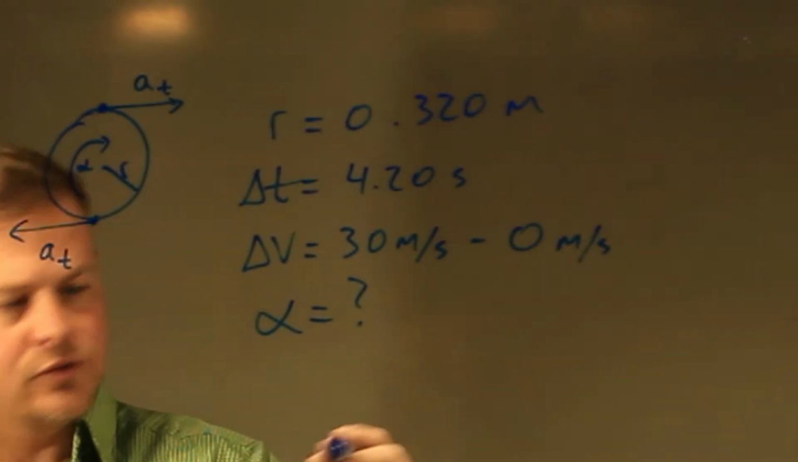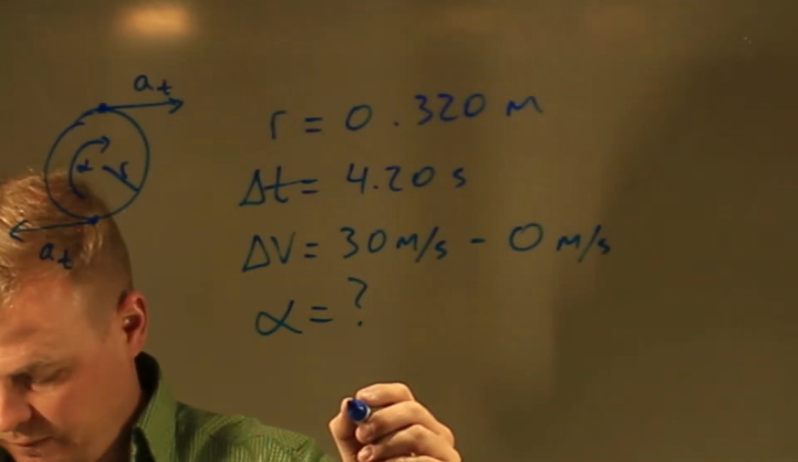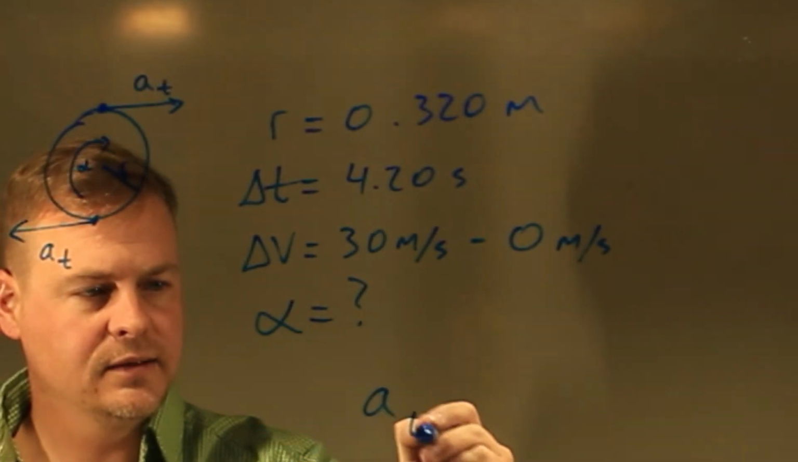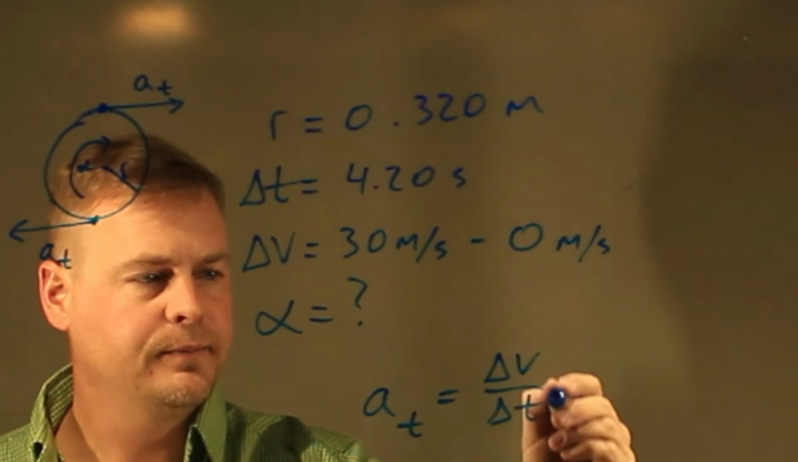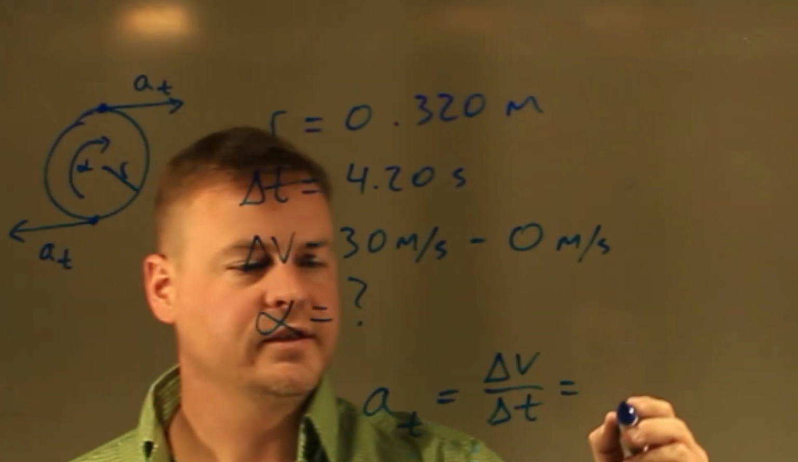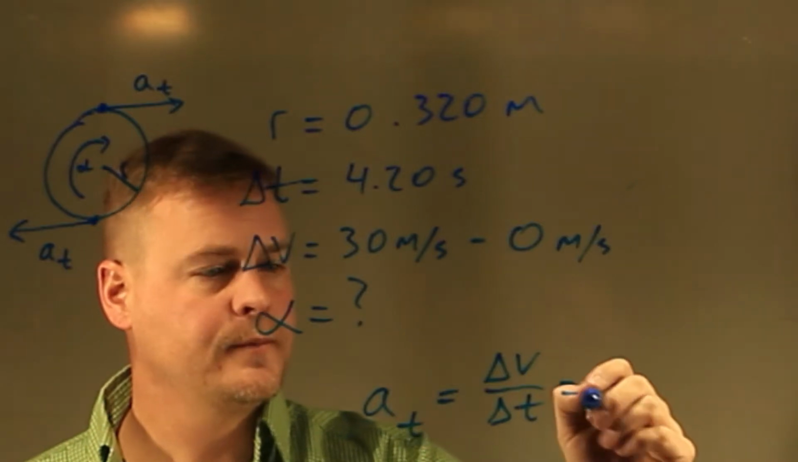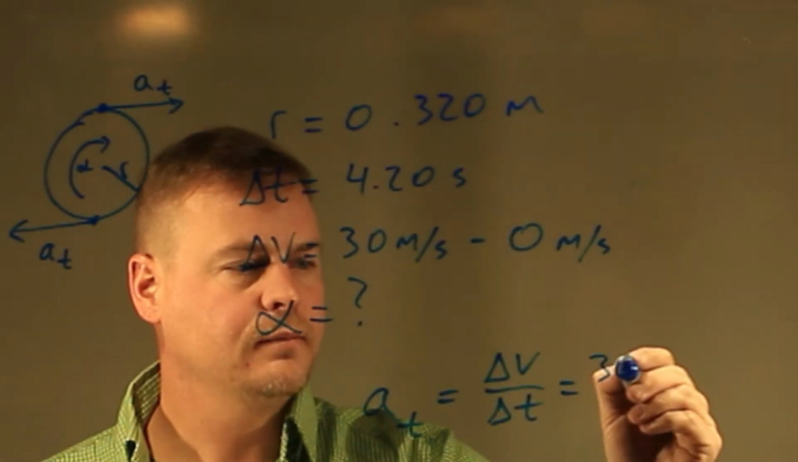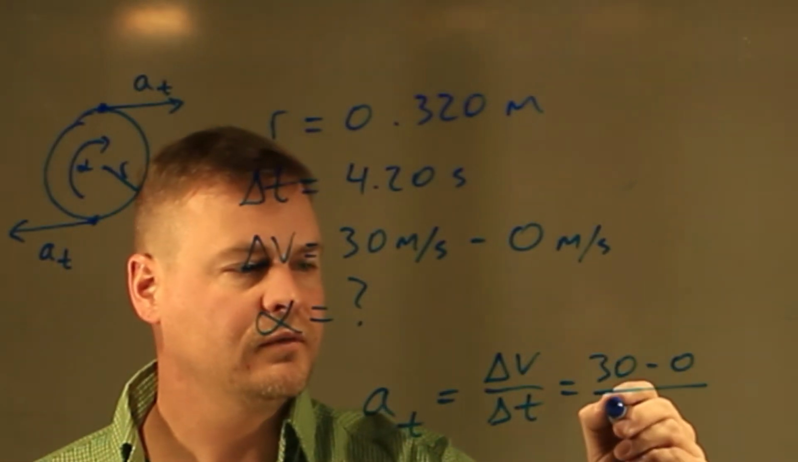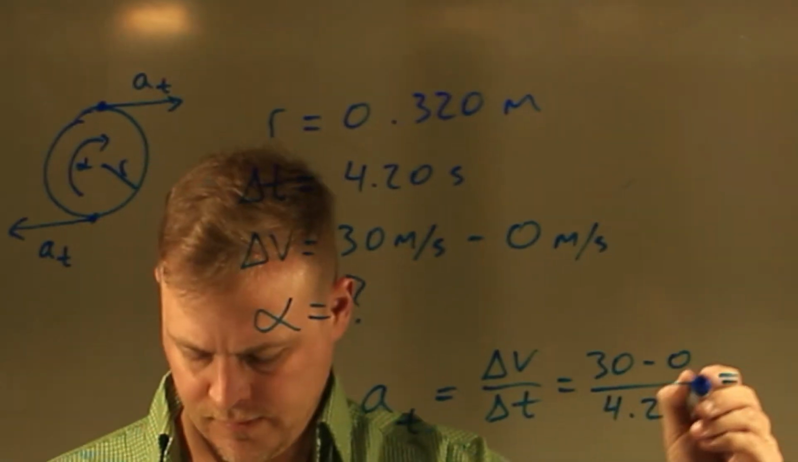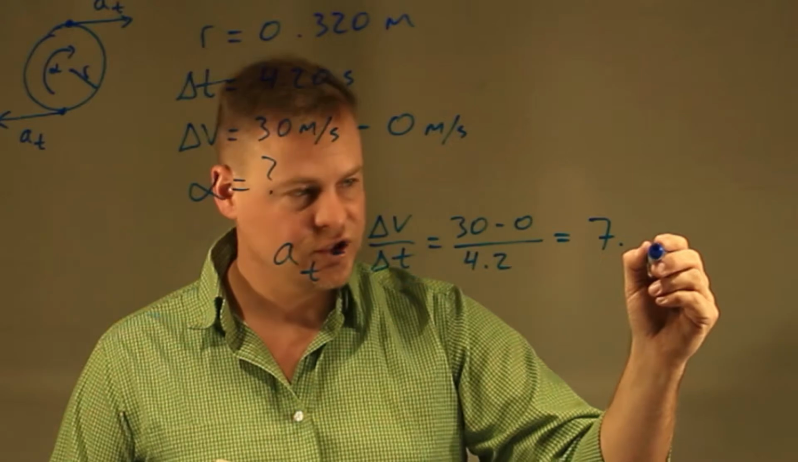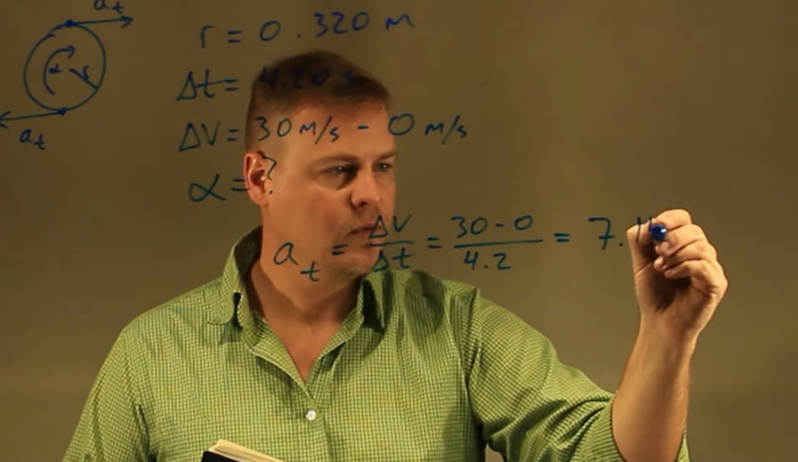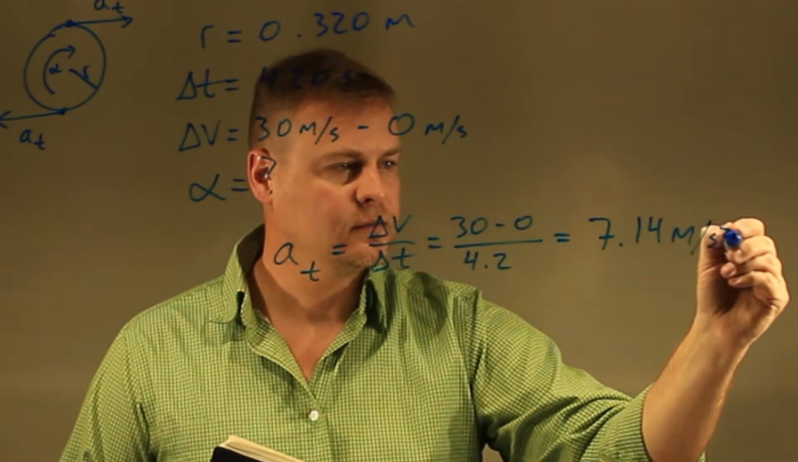All right, so let's use the formula a sub t, the change in velocity over change in time, and look at what this acceleration is tangentially. So I have 30 minus 0 divided by 4.2. After I calculate this out, that's a tangential acceleration of 7.14 meters per second squared.